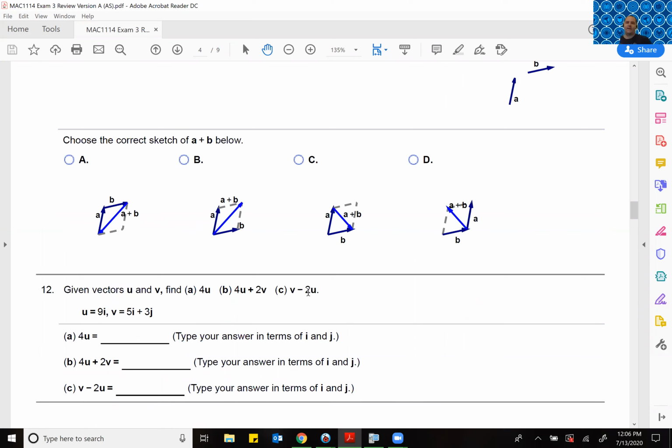Number 12. We're almost there. There's only 20 questions. 11.3. So all you're doing here is some vector adding, subtracting, and multiplying. That's it. Okay? And they are giving you your vectors in unit vector form. So we know that vector u is 9i. Vector v is 5i plus 3j. Now remember, if you don't like unit vector form, you can always change these, just so you know.